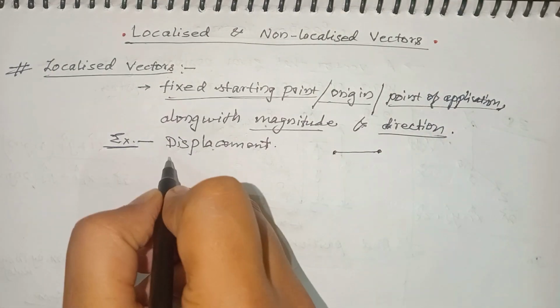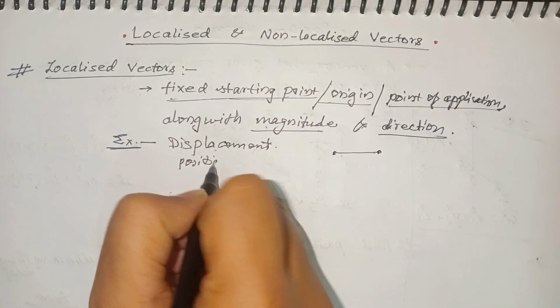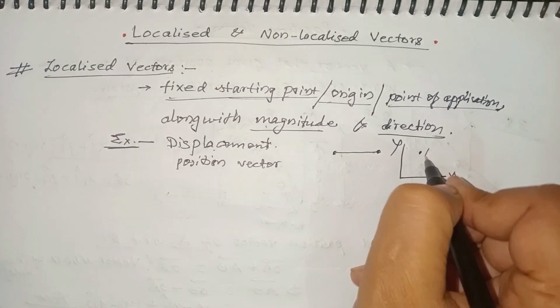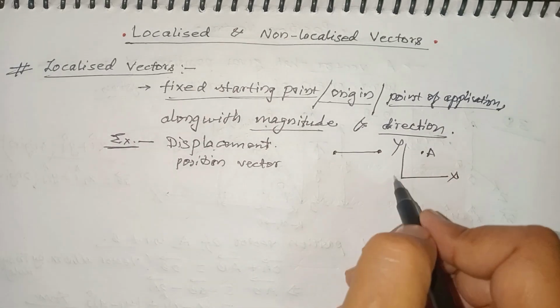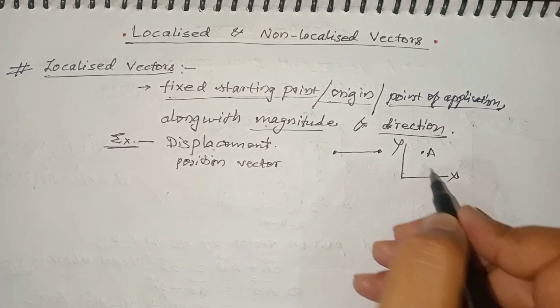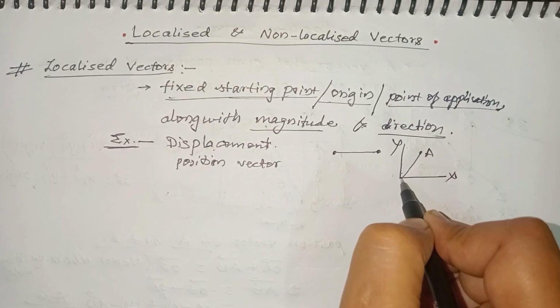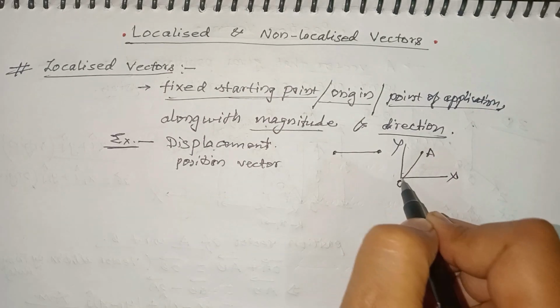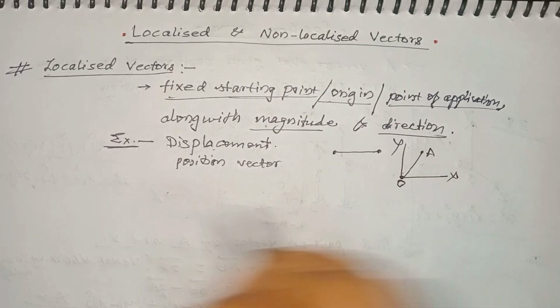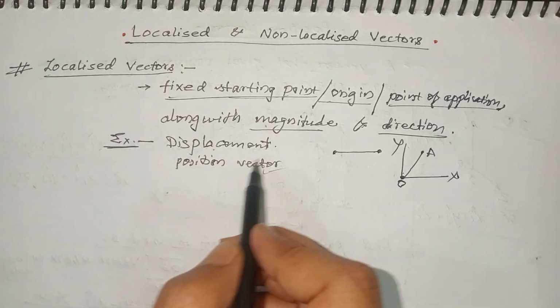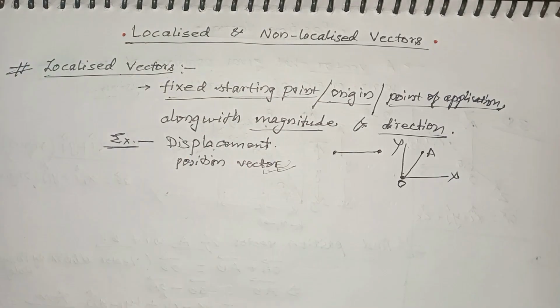In the same way, position vector is also a localized vector. If we find the position of a point A within the coordinate axes x and y, we find it with reference to the origin. With respect to the origin, this is the starting point. So the position vector also has a starting point. This is a localized vector.